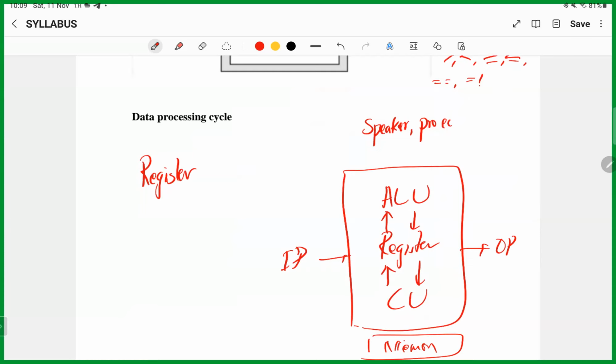Okay, the second one is register. What is register? Write down. It is a device used to store data temporarily. Very, very important. It is a device used to store data temporarily. What do you understand by that?